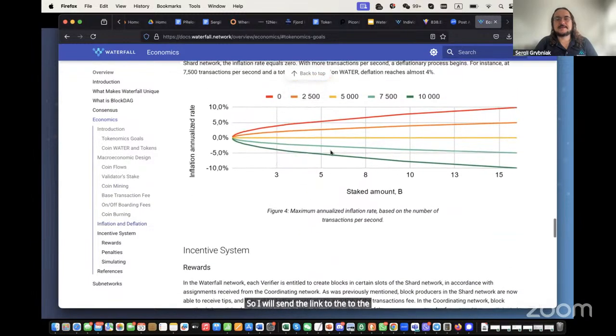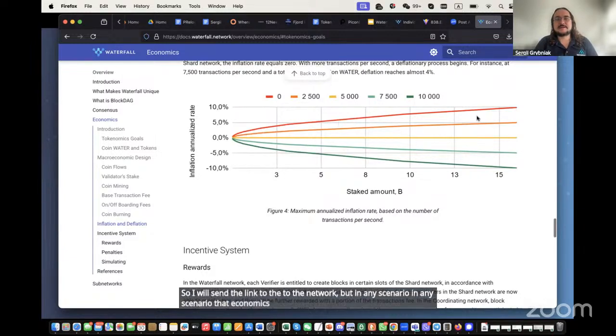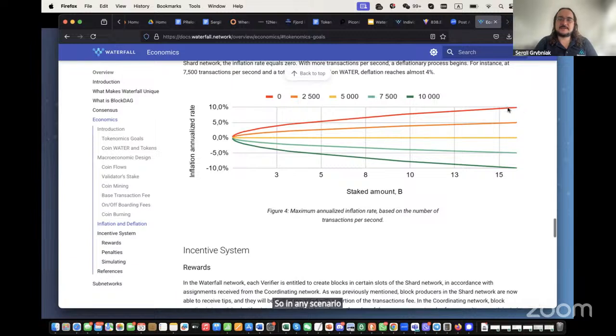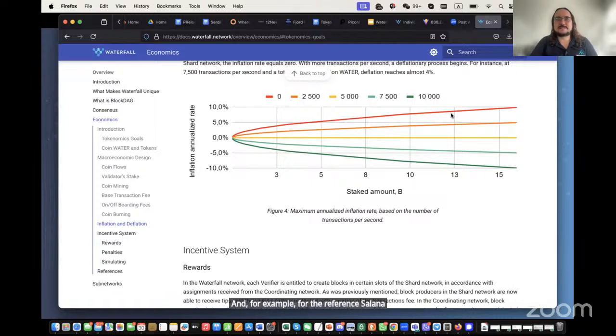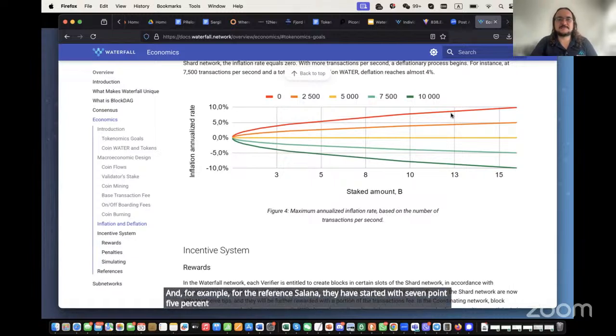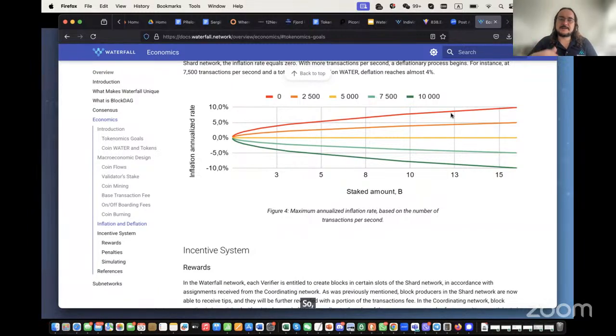In any scenario, the fees are not going to be more than 10%, and realistic expectations are for them to be around 7 to 8%. For reference, Solana started with a 7.5% annual inflation rate. So we are not different from many popular protocols.